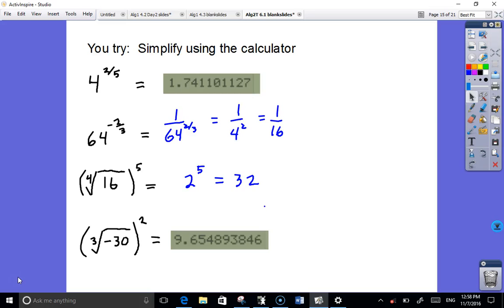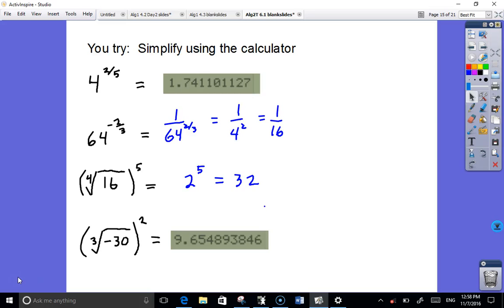Notice the 2nd and 3rd, you didn't really need the calculator because 64 is a cube. So just take the cubed root, that's 4, and then square it. And then it's 1 over because it's got a negative exponent. Did everybody have an answer? Yeah? What about the last one?